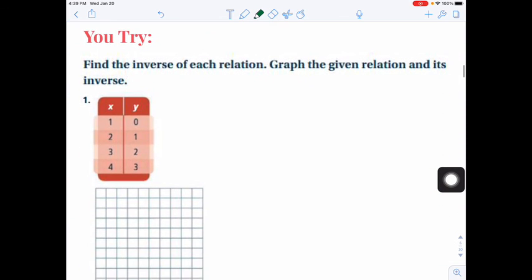Now I would like you to try number 1: find the inverse of each relation, and graph the given relation and its inverse.